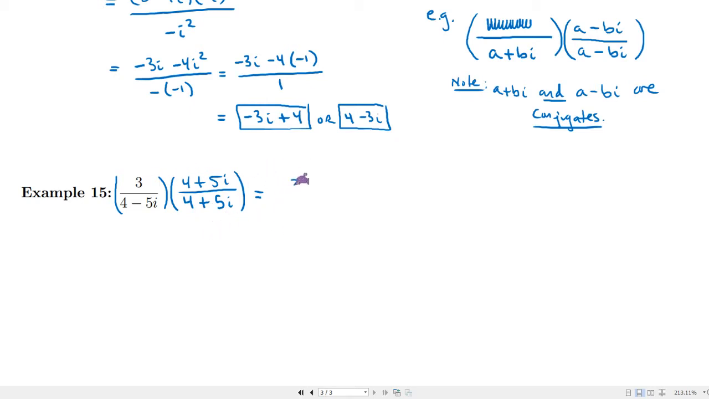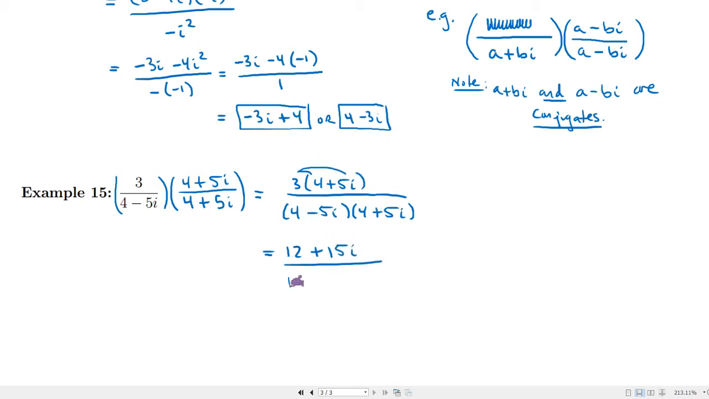So what do we have? We have 3 times 4 plus 5i. And then we'll have something that we'll have to FOIL on the bottom. 4 minus 5i, and then 4 plus 5i. So we will have 12 plus, distributing, 15i. And then in the denominator, we have 4 times 4 is 16. And then you see that these are opposite signs, so there's not going to be any middle terms. But let's see that. We'll have 20i, and then minus 20i, and then we'll have minus 25i squared.